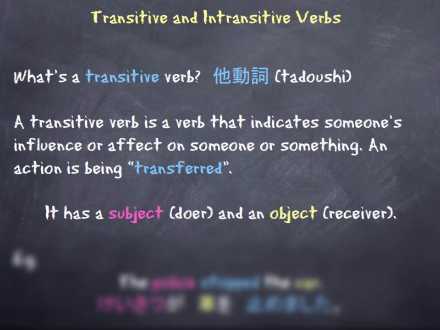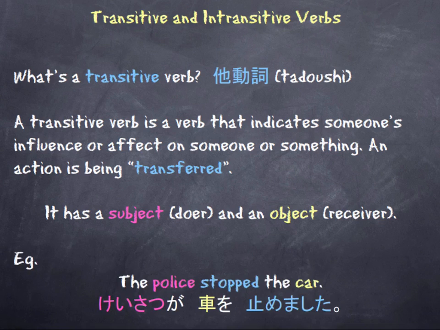So a transitive sentence will have a subject, which is the doer of the action, and an object, which is the receiver of the action. For example, the police stopped the car. 警察が車を止めました. So in this case, the subject is the police. They are the ones doing the action. And the object is the car. It is the receiver of the action.